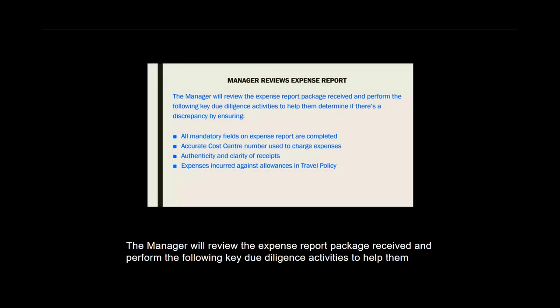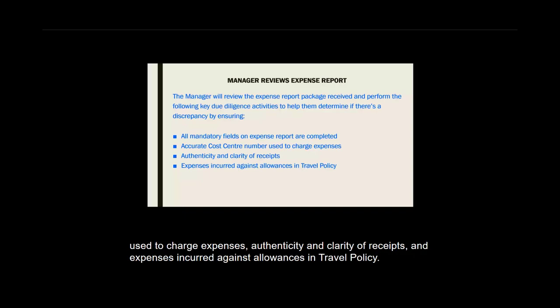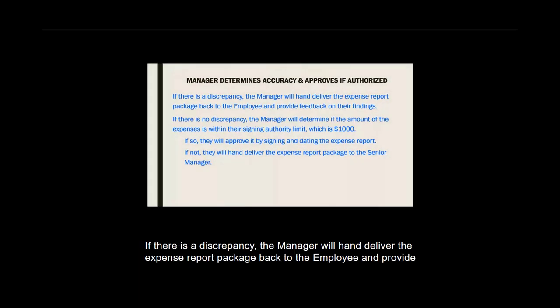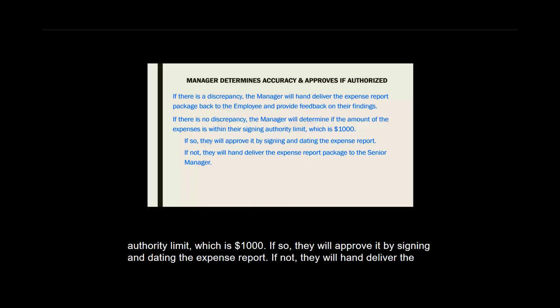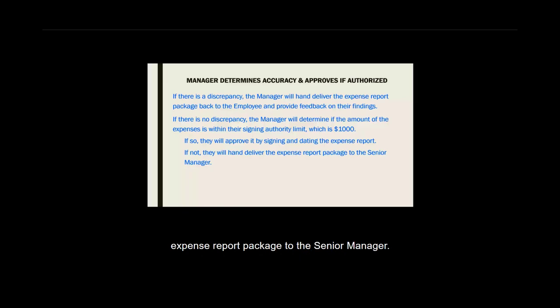The manager will review the expense report package received and perform the following key due diligence activities to help them determine if there's a discrepancy by ensuring all mandatory fields on expense report are completed, accurate cost center number used to charge expenses, authenticity and clarity of receipts, and expenses incurred against allowances and travel policy. If there is a discrepancy, the manager will hand deliver the expense report package back to the employee and provide feedback on their findings. If there is no discrepancy, the manager will determine if the amount of the expenses is within their sign-in authority limit, which is $1,000. If so, they will approve it by signing and dating the expense report. If not, they will hand deliver the expense report package to the senior manager.